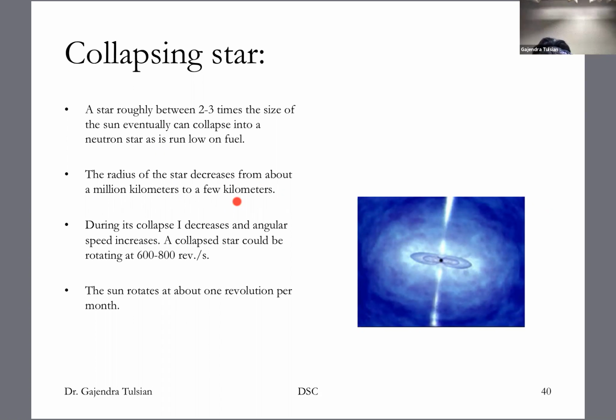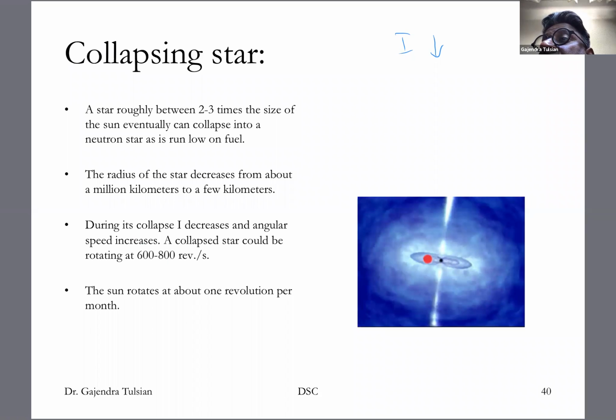So imagine that ice skater, except that an ice skater can reduce her moment of inertia maybe just a little bit, by a few percent. But when a star dies, when a star collapses, the radius of the star can decrease from 1 million kilometers to a few kilometers. So it can decrease its moment of inertia by a factor of, let's say, 100,000. And during its collapse, I decreases and the angular speed increases. A collapsed star can rotate as much as 1,000 revolutions a second.